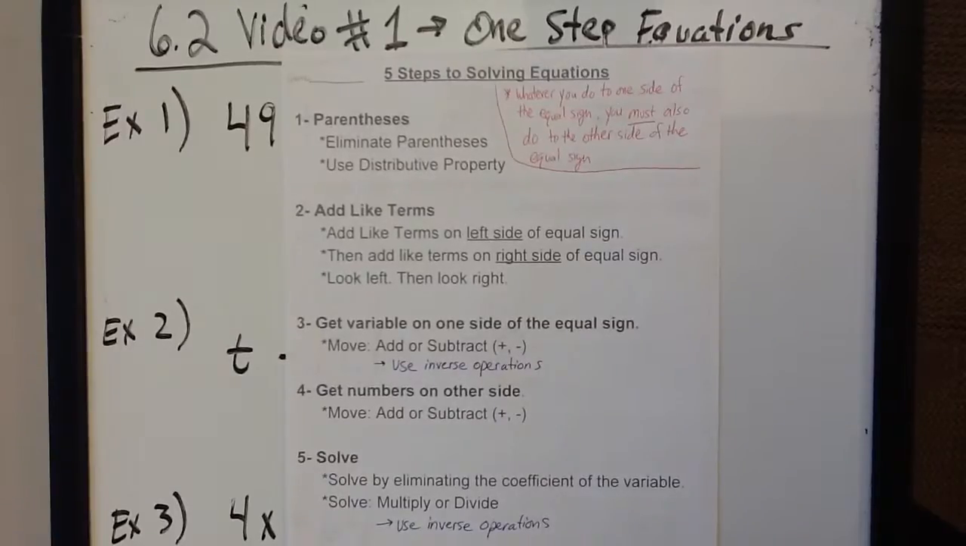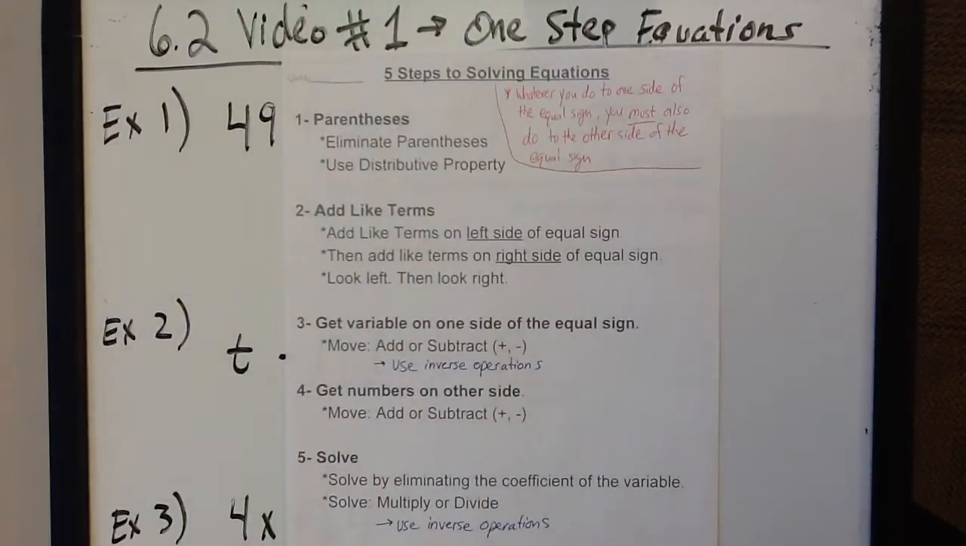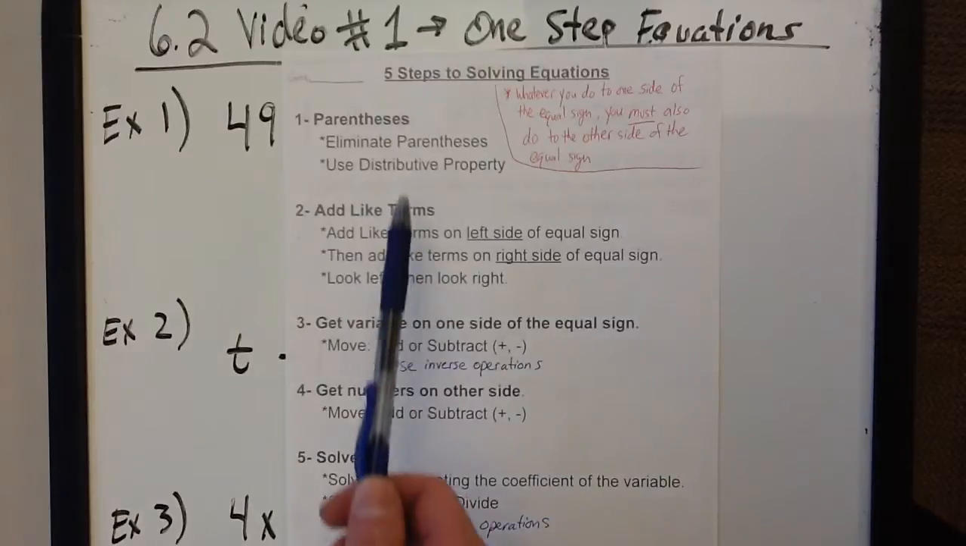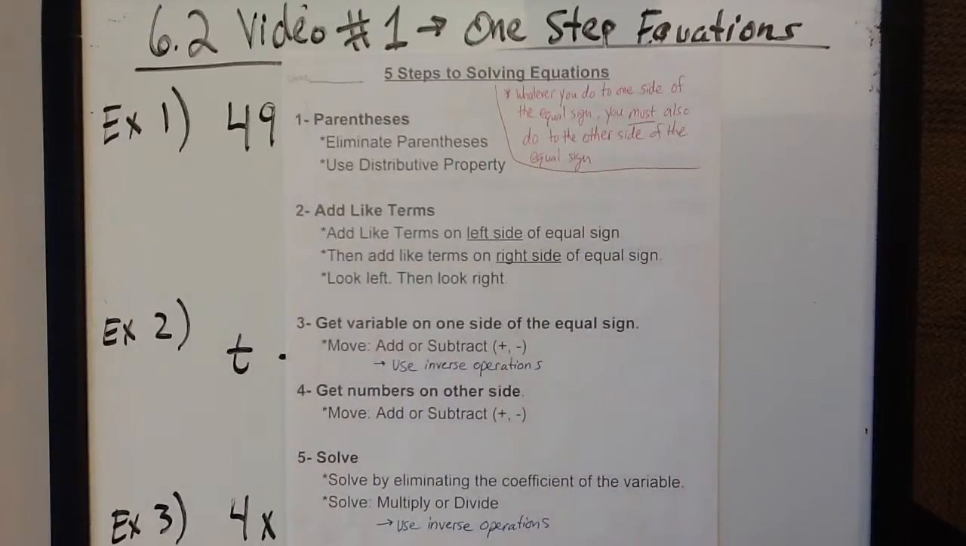This video, lesson 6.2, video number 1, we'll talk about one-step equations. Here's a handout you're going to get on 5 steps to solving equations. Before we talk about these 5 steps, let's talk about the golden rule of solving equations.